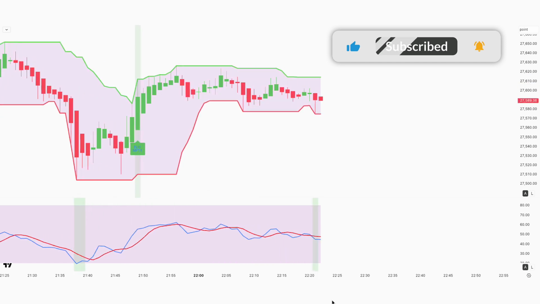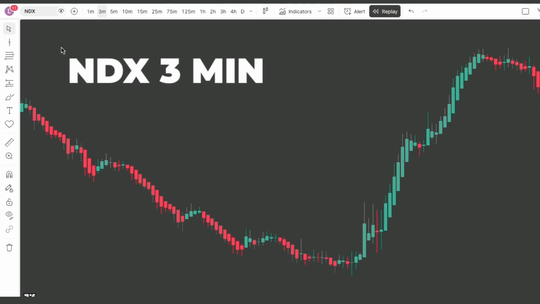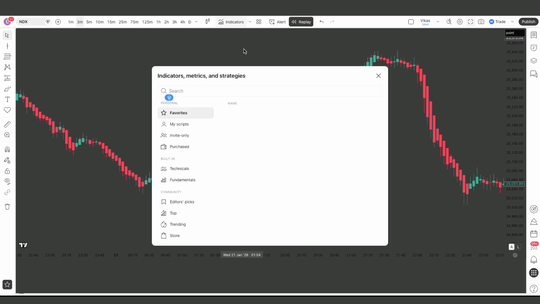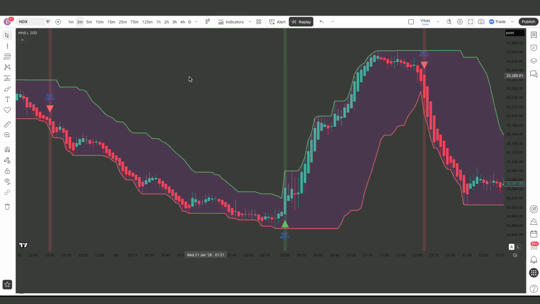Now let me tell you how we want to trade. Let's get into the charts. We open the NDX 3-minute chart, and don't sweat the time frame either. Next, you'll want to find those magic indicators. Head over to the Indicators tab and search for the Ratio Range Bands. Select the indicator made by Ashwin Chotu 18 and add it to the chart.